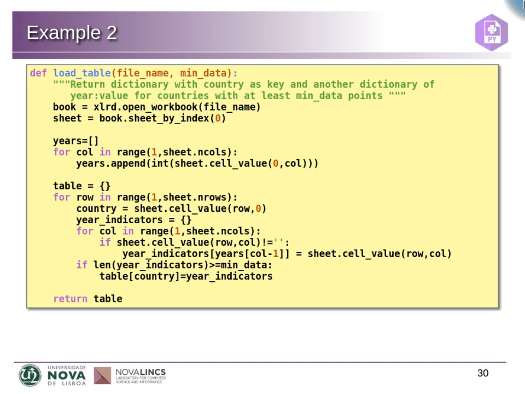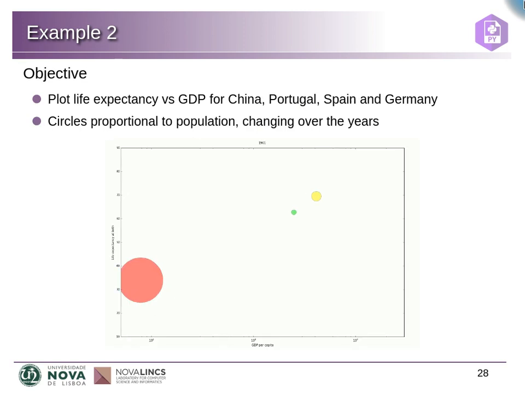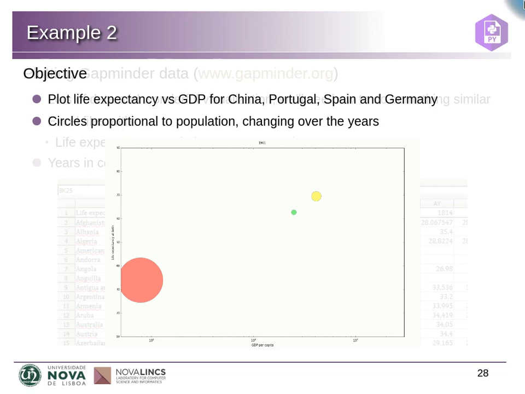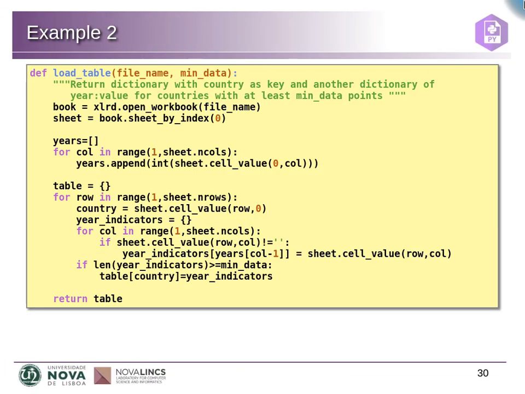So this cell value function of the sheet allows it to get the value of the cell by indicating the row and the column of the cell. So we are increasing the call variable from here to here. We are always looking at the first row, and we are getting these values into the list. So now we have whatever years there are in this Excel spreadsheet, we have them in this list of years.